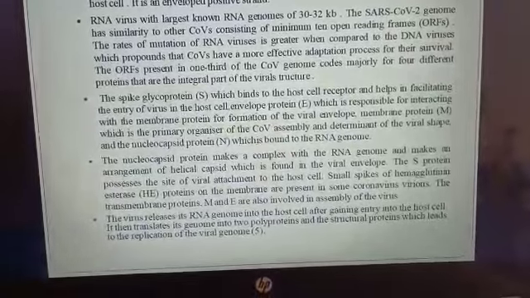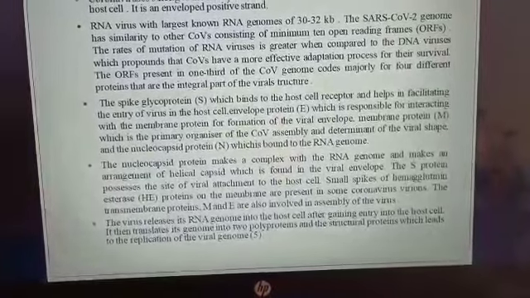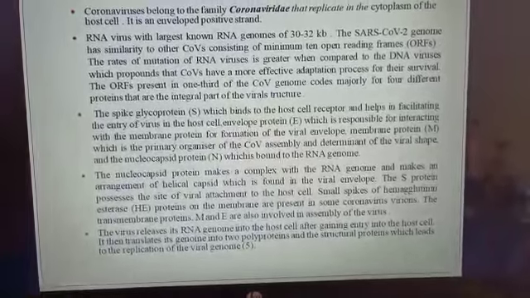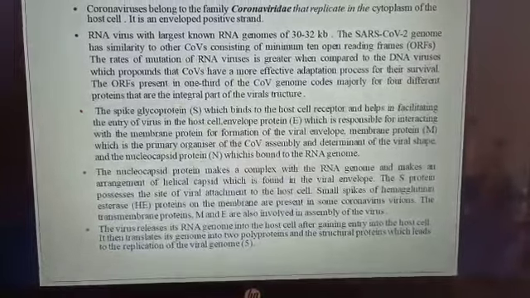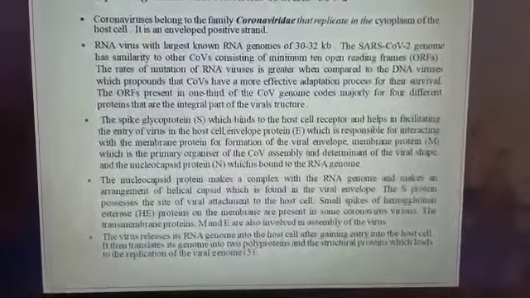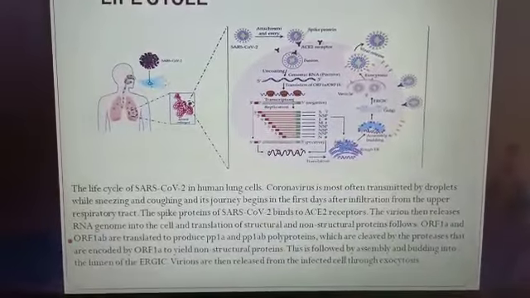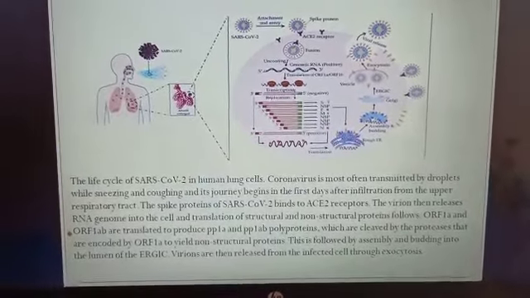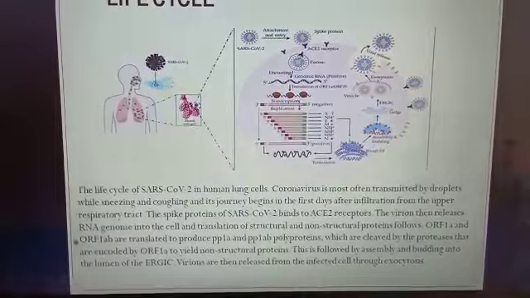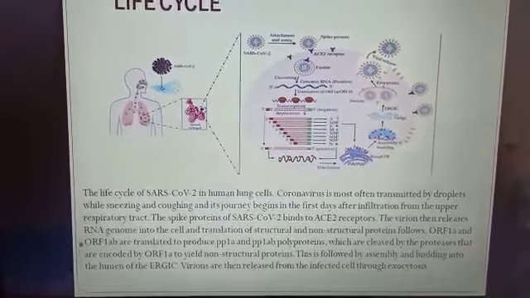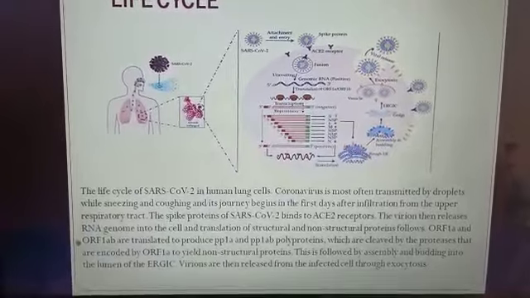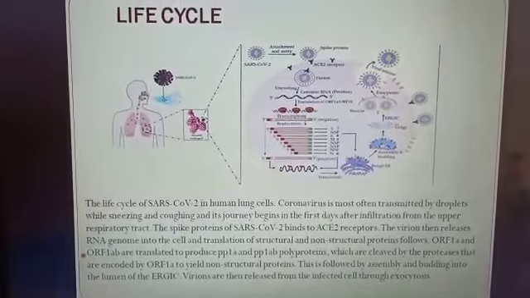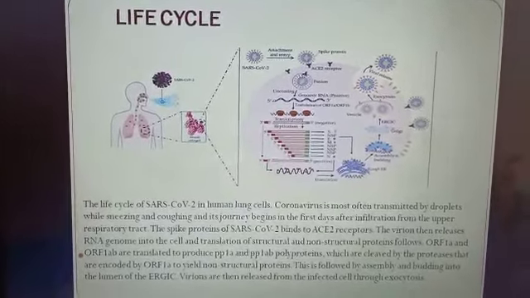The virus releases its RNA genome into the host cell after gaining entry. It then translates its genome into 2 polyproteins and the structural proteins, which leads to the replication of the viral genome. After knowing the genomics of the COVID-19 structure, we can see the life cycle of the SARS-CoV in human lung cells. When a human is infected by SARS-CoV-2, we can see the life cycle of this virus in human beings.